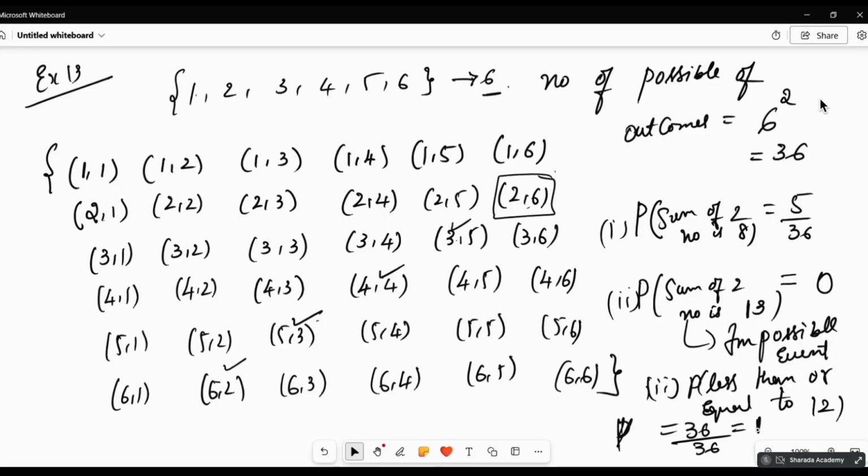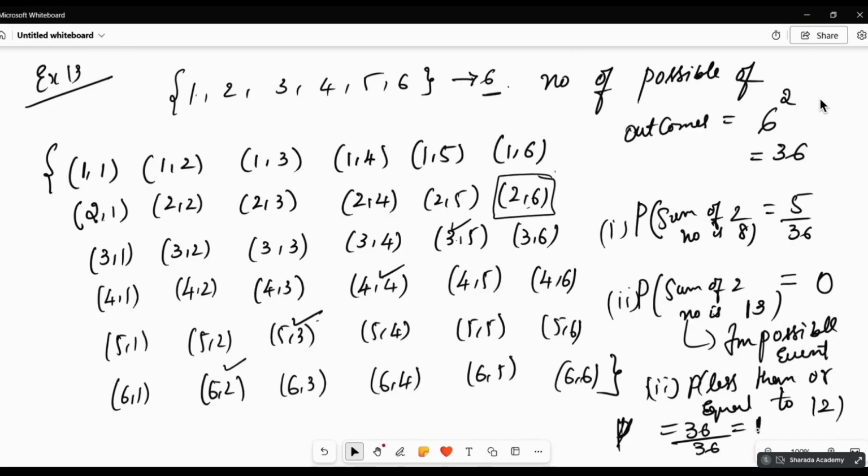Next I will tell you: both of the numbers are even numbers. Both of the numbers whatever you are getting are even numbers. Calculate the probability. No, both the numbers should be even. It is not adding. How many can you get? 9 by 36 you will get.